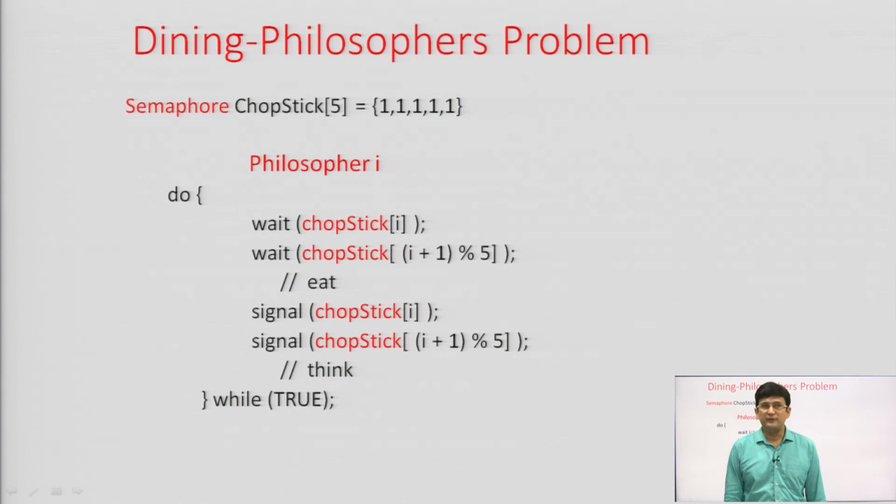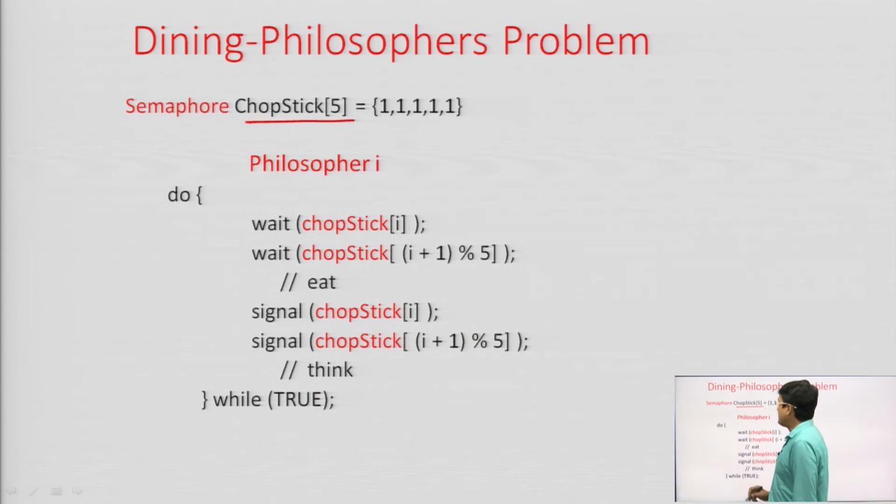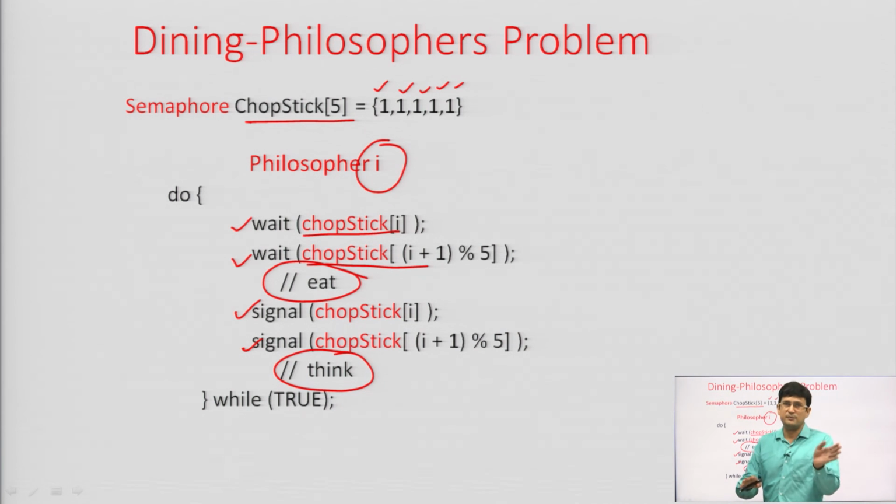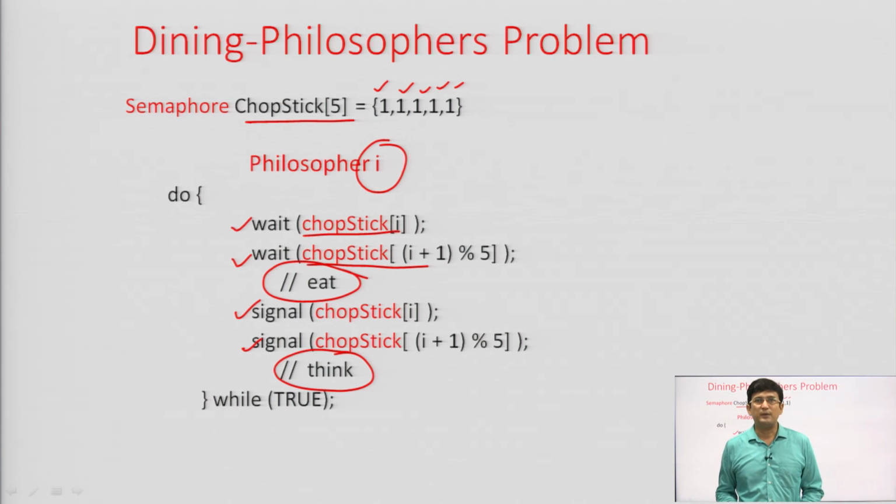Now, what will be the solution of this problem? We are taking 5 chopsticks or 5 forks, and these are semaphores, with all values initialized to 1. The process I, or philosopher I, which wants to enter the critical section should have chopstick I and chopstick I plus 1 mod 5 both at 1. If both are 1, then only it can enter the eating state, and once it has finished the eating process, it should release these chopsticks so that they become 1 for the other processes, and it enters the thinking state. So, both the chopsticks, I and I plus 1 mod 5, should be available.